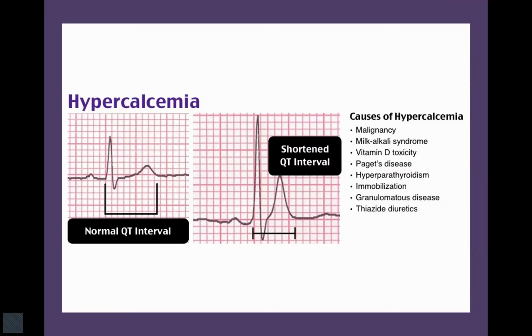I think it has to do with the fact that you have more available calcium, and then you have more receptors available to take that calcium, and it's just going to shorten out the potential. Okay.